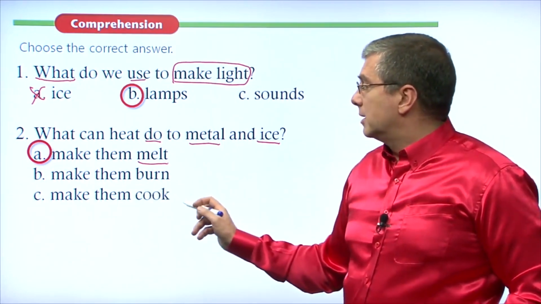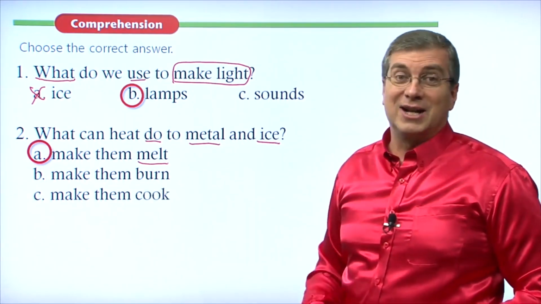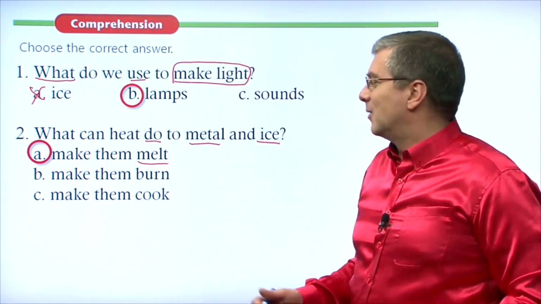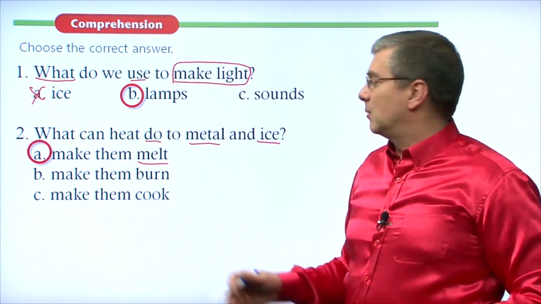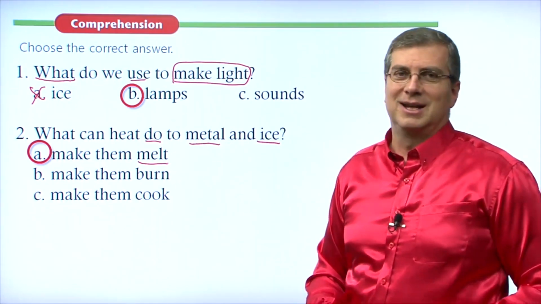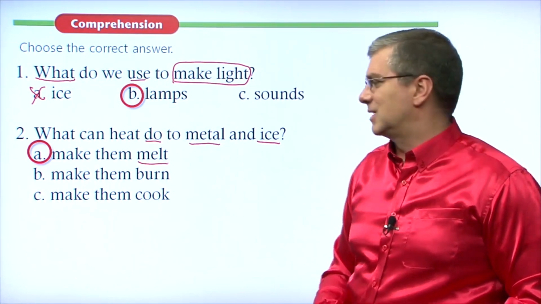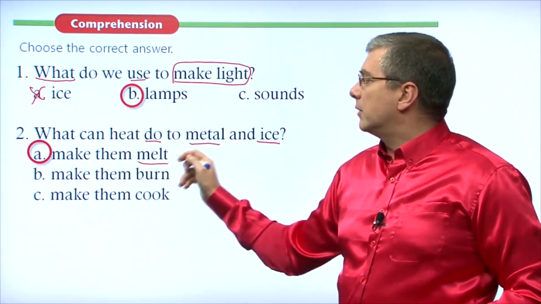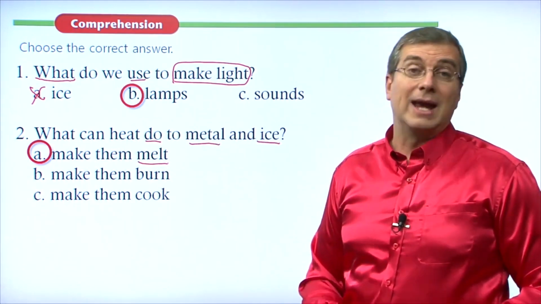To make them cook, we can't make metal or ice cook, right? Well, only people can cook things, right? Or we can cook food, but we can't use heat to make metal and ice cook, right? And we don't eat metal or ice. That's silly too. So our correct answer is A. Heat can melt metal or ice.